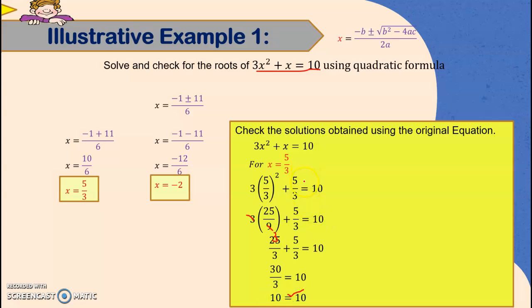I did not write the question mark now because it will really take time. So just take note that above the numerator, it has a question mark.